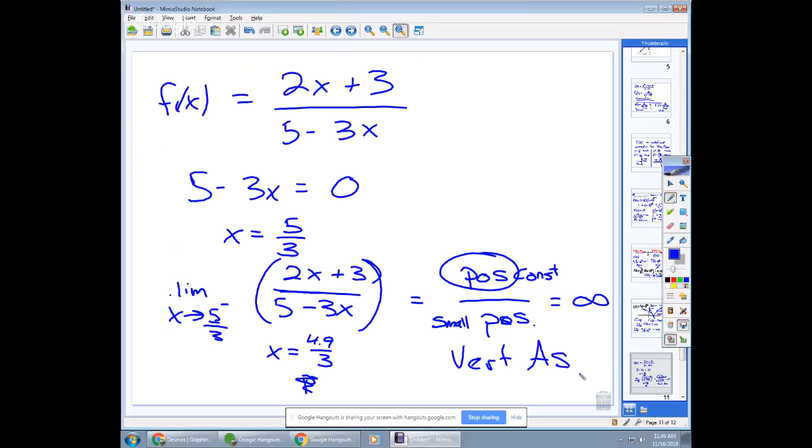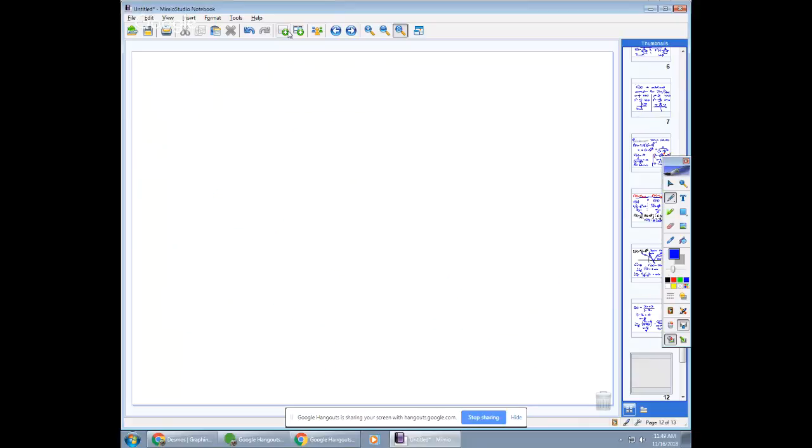I have 1 minute? Okay. So we can do a similar thing on the other side. I'm going to skip that. What I want to do next is look at a horizontal asymptote. Does this potentially have a horizontal asymptote? Yeah, because the degree of the top equals the degree of the bottom.